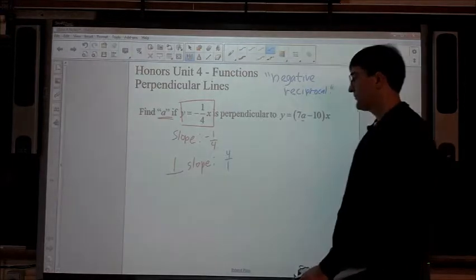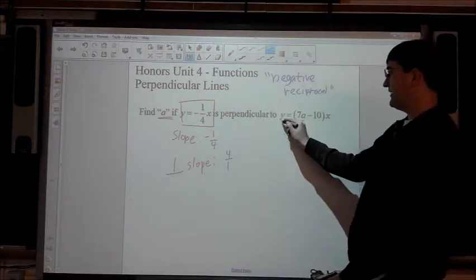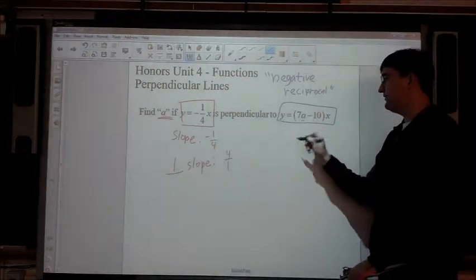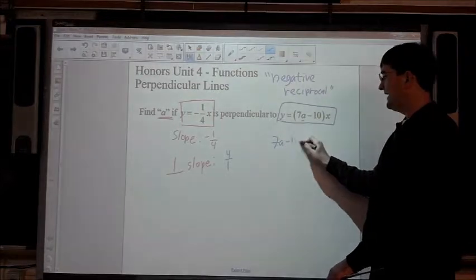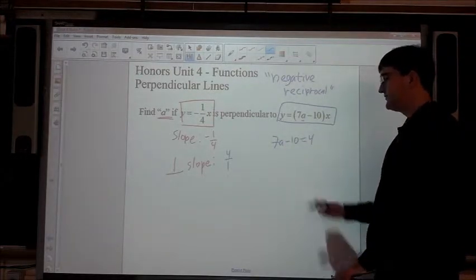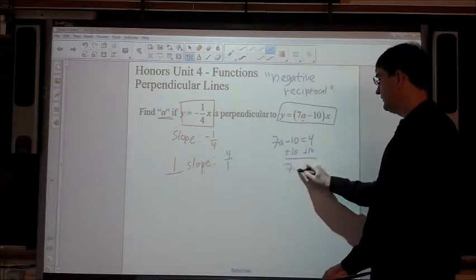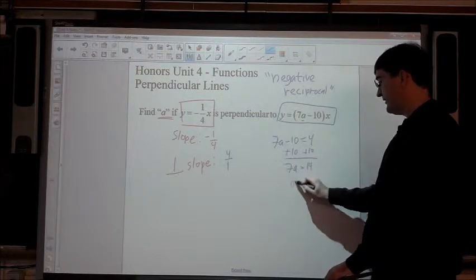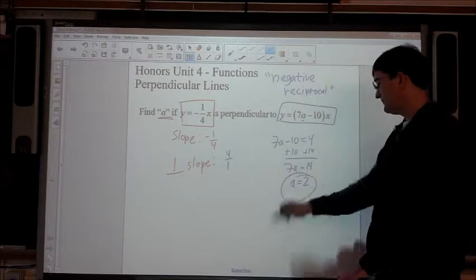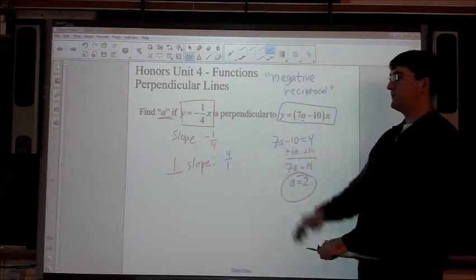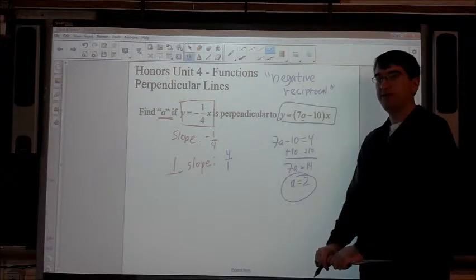These are negative reciprocals of each other. This is negative that, they are opposite sign, and they're opposite orientation. They've been flipped. So what that means is, if this line is supposed to be perpendicular to that line, then 7a minus 10 has to equal 4. So now it's easy to do. Plus 10, plus 10, 7a equals 14, so a equals 2. And that's that.